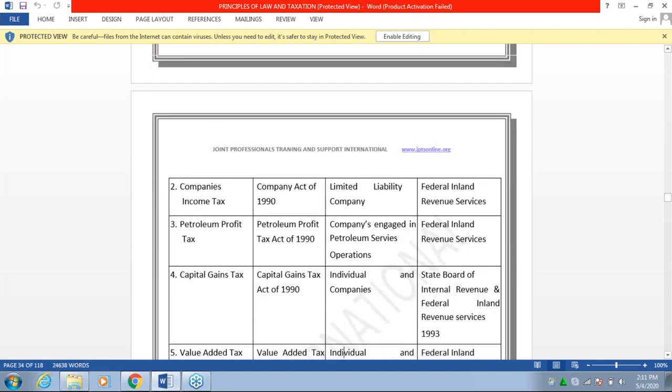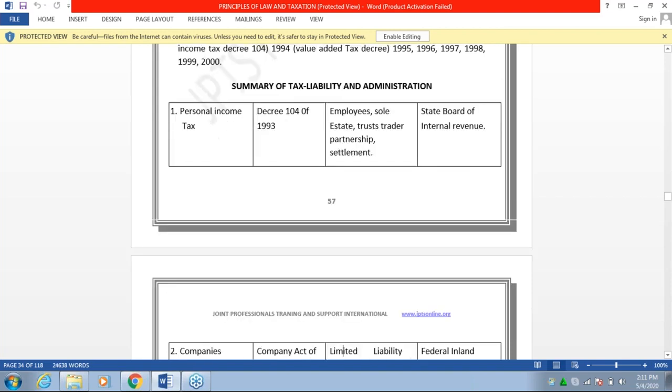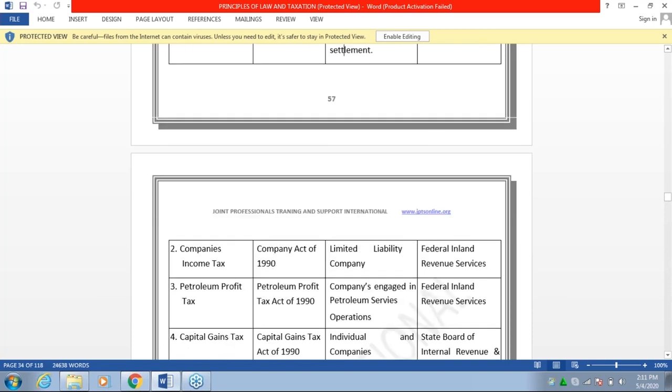Then there is another one we call CIT, that is Companies Income Tax. That one is being regulated by the Company Act, which covers limited liability companies, and it is payable to the Federal Inland Revenue Service. Now there is another one, PPT, that is Petroleum Profit Tax. That one has a separate act of its own, and it was promulgated in 1990. We have the Petroleum Profit Tax Act of 1990. It applies to any company of any nature that is involved in petroleum service operations, and such a tax is payable to the Federal Inland Revenue Service.